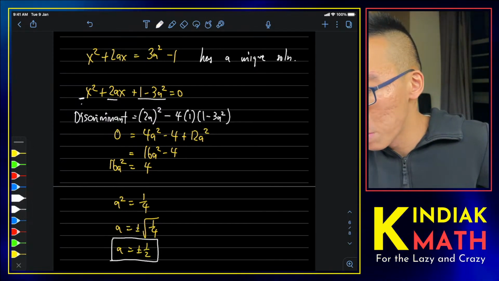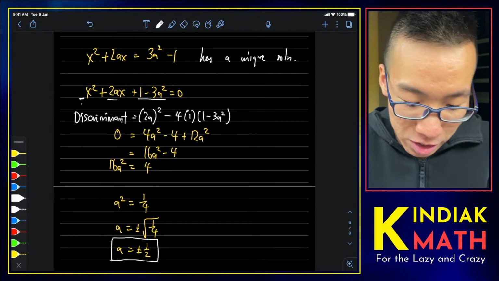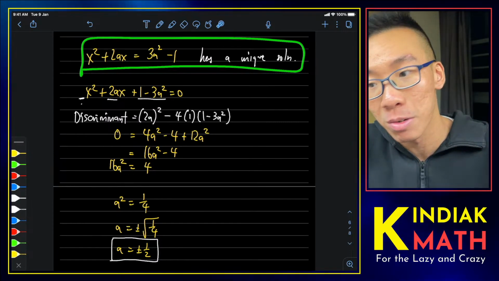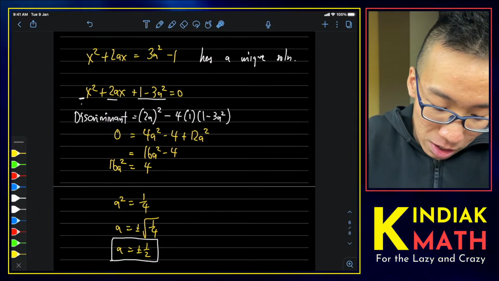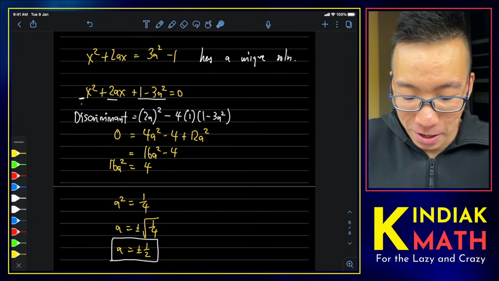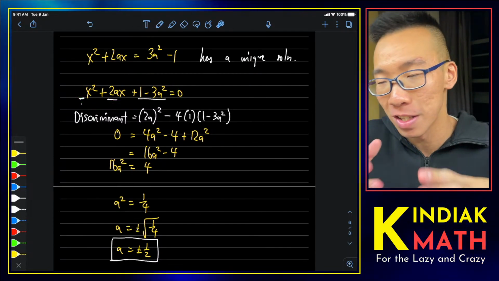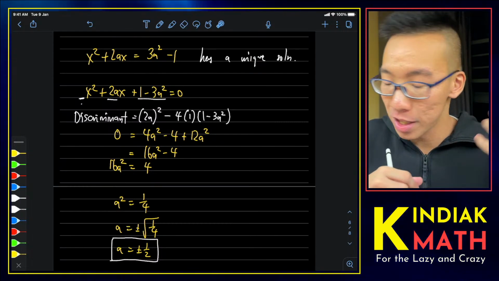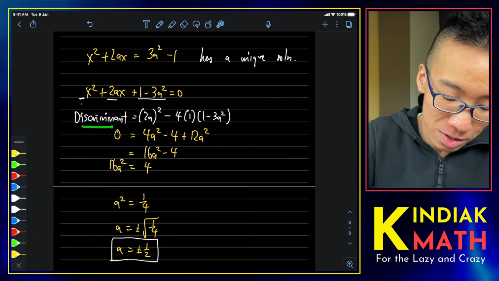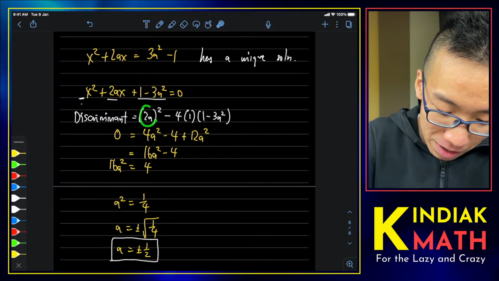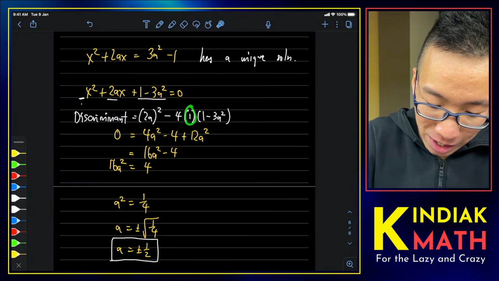So the strategy I would have approached to solving this question is to recall that in order for a quadratic equation to have a unique solution, we need to first write it in the usual standard format of a quadratic equation. And for this equation to have one unique solution, the discriminant equals 0. The discriminant is given by b squared minus 4ac.